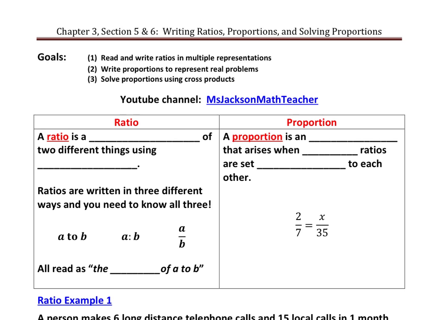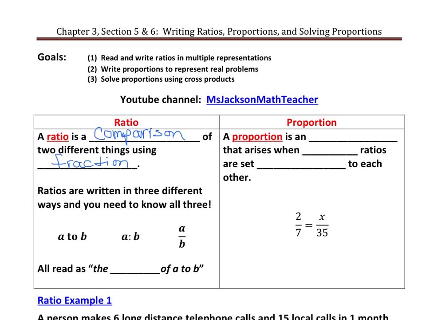Okay, so let's talk about vocabulary first. So what is a ratio? Well, we talked about this in the beginning of the year. A ratio is a comparison of two different things, two different quantities, using a fraction. So we do need to know how to read and write ratios in multiple representations or multiple formats.